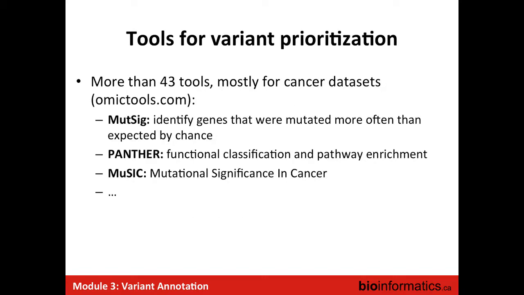Finally, from the same resource, they were pointing to a few tools, not just to annotate, but now to prioritize. In the context of cancer, in particular, there's a number of interesting tools that will prioritize genes based on the number of mutations that they're getting relative to what you would expect by chance. Whether it's based on the number of mutations per gene relative to what's expected, or whether you have an enrichment for mutations in specific pathways, there's a number of tools that can do that for different purposes.